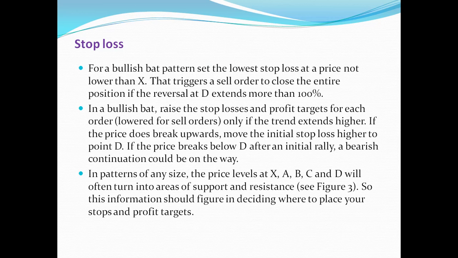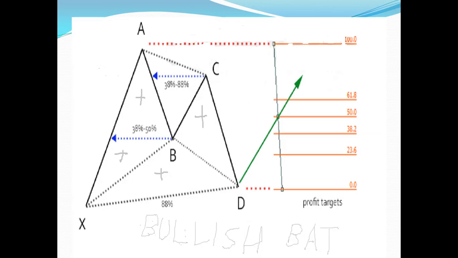If the pattern is of any size, the price at X, A, B, C, D will often turn in the area of support resistance. See the figure, so the information in the figure should be used in deciding where to place the stop and target. So you see this is a bullish pattern. You can put the Fibonacci between point A and D and just try to take the profit as per the Fibonacci levels. I already told you the levels.